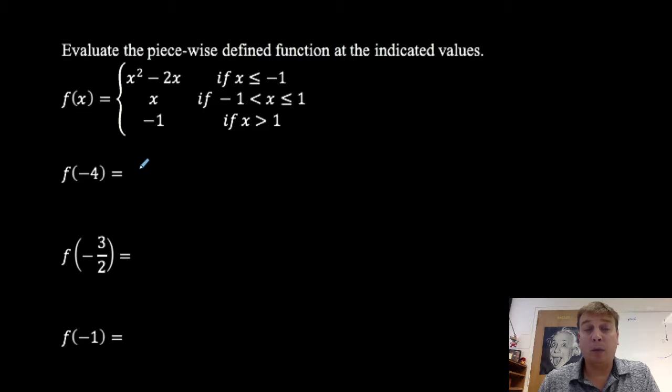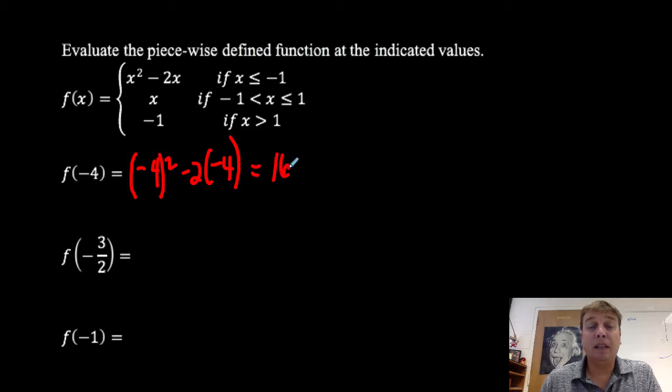Here's an error that most people have a tendency to make. If you write it like this, then it means you have to square the 4 first and then take the negative. So be careful, put this in parentheses, and then -2 times -4. -4 times itself is a +16, and then -2 times -4 becomes a +8, and we get 24. So the value of the function f of -4 is equal to 24.